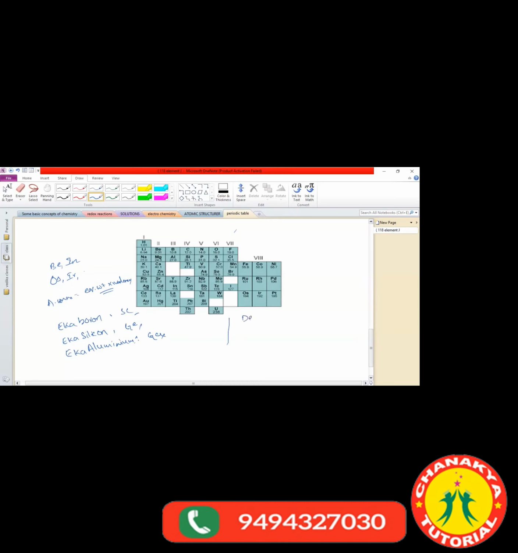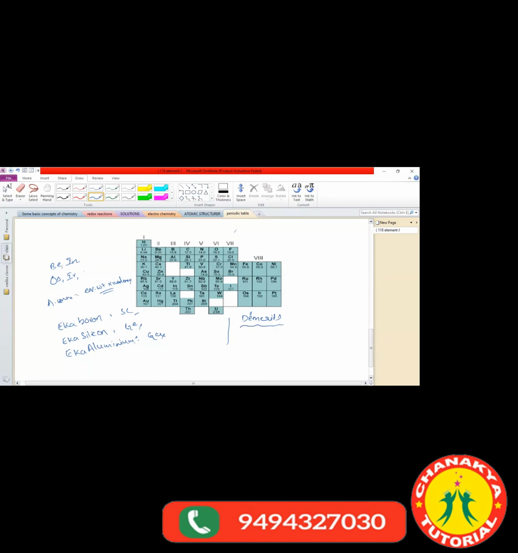Disadvantages are demerits. So what are the demerits of the Mendeleev periodic table here? First of all, he didn't give the exact position of the hydrogen atom. I think until today no one has given the exact position of hydrogen in a periodic table. Have you seen the exact position of hydrogen in a periodic table?